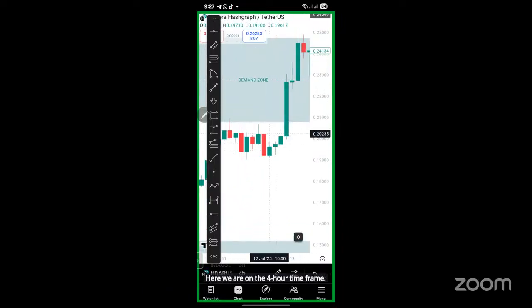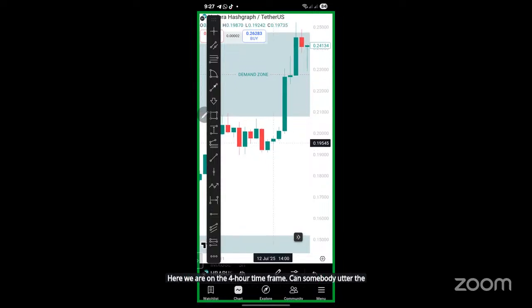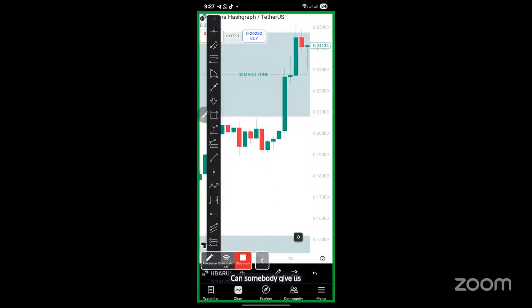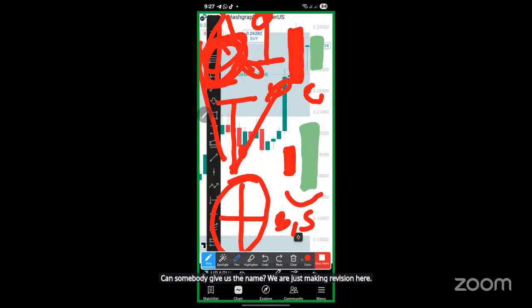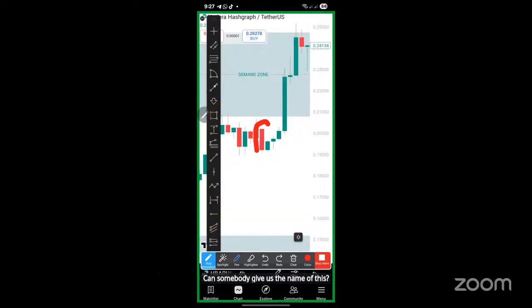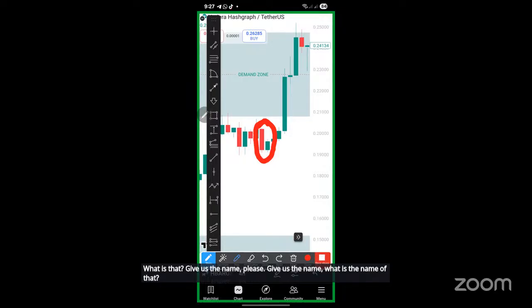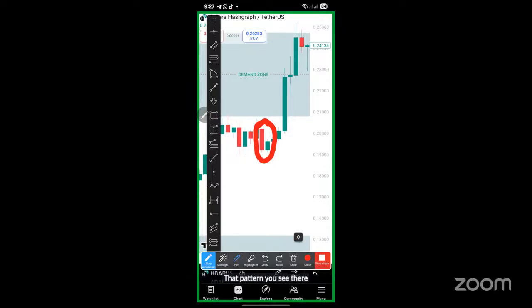Can somebody write the name of this? We are just making a revision here. We saw the name here. Give us the name, please. What is the name of that pattern you see there?